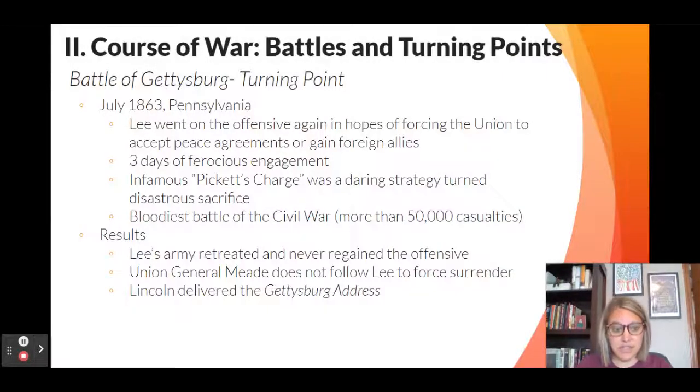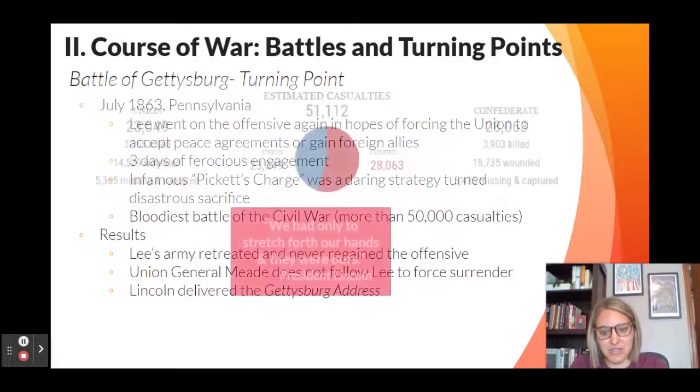Now, the Battle of Gettysburg, this is known as the more official turning point for the whole war. So this is July 1863 in Pennsylvania. It is the bloodiest battle in the Civil War. In just 3 days, there were more than 50,000 casualties. This is the last time Lee is going to go on the offensive in the North, once again hoping that a victory in the North would force the Union into peace, or that it would help the South gain foreign allies.